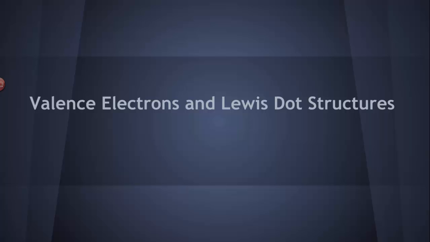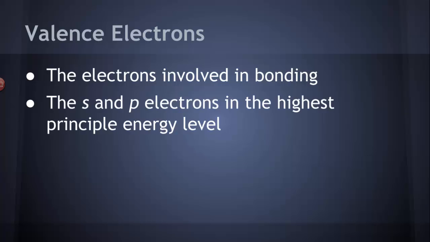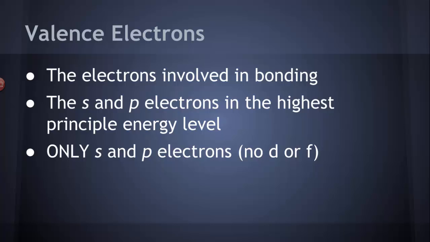But it's not all the electrons that are important. It's really only some of the electrons. We call those the valence electrons. The definition of valence electrons is the s and p electrons in the highest principal energy level. That's the definition. So not all of the electrons are valence electrons, only the ones involved in bonding, and specifically only the ones in s and p sublevels in the outermost bonding shell. Okay, so only s and p electrons. No d or f electrons are considered valence electrons.